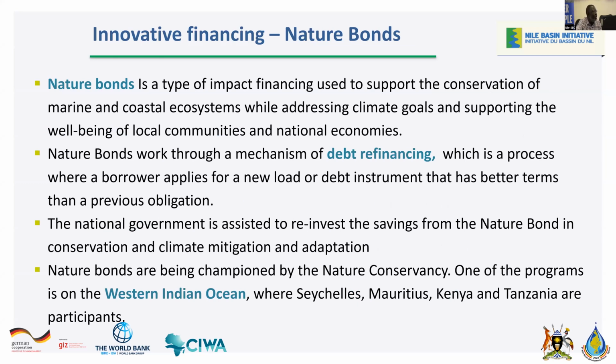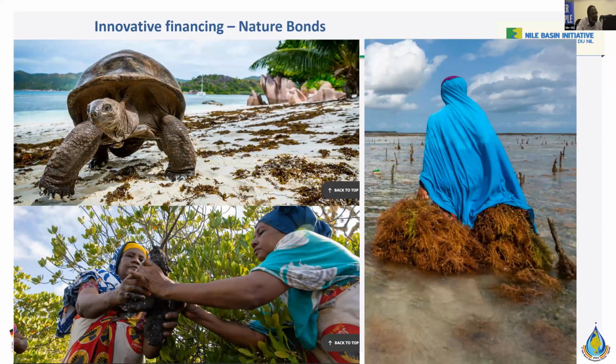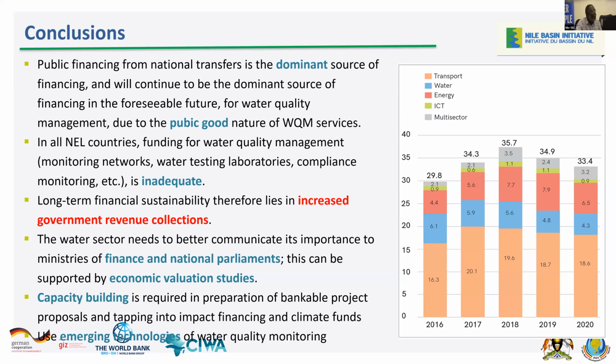Let me move on. That's the Nature Conservancy impact type of bonds. Conclusion: public financing from national transfers is a dominant source of financing and will continue to be the dominant source of financing for the foreseeable future, because water quality management is a public good. And in all of the countries within the Nile, this financing from the national government is inadequate.